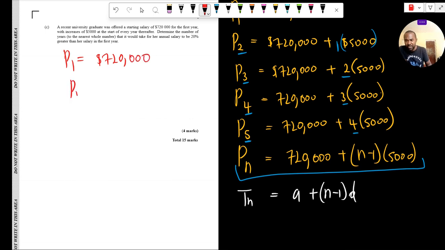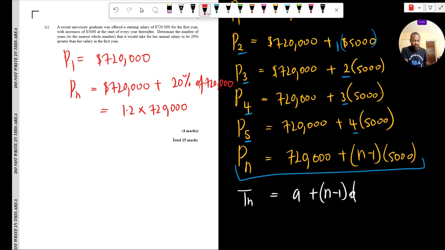Now, if after a certain year, say after n years, her salary is going to be 720,000 plus 20% of 720,000. And this, of course, is the same thing as 1.2 times 720,000, right? When you add 20% of something to that same thing, essentially you're multiplying by 1.2. If it was 30%, you're multiplying by 1.3. If it was 40%, you're multiplying by 1.4, and so on. So let's go to our calculators and see what that gives us.